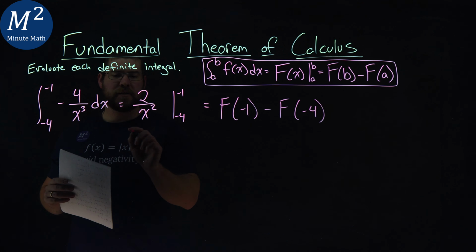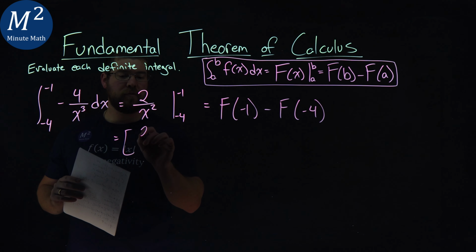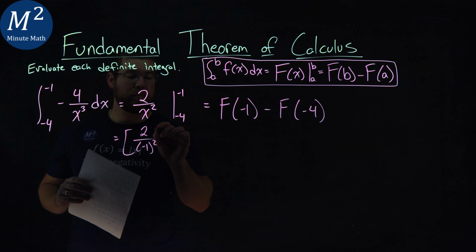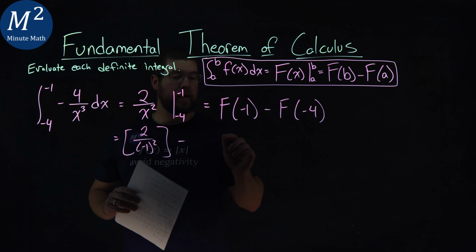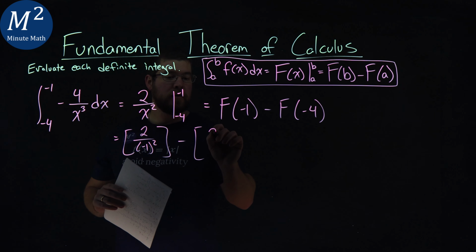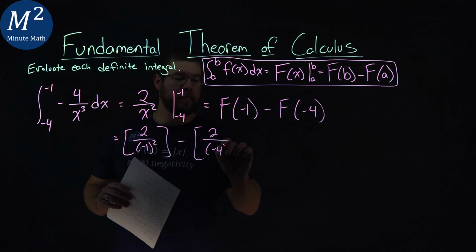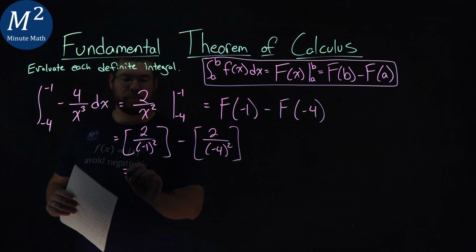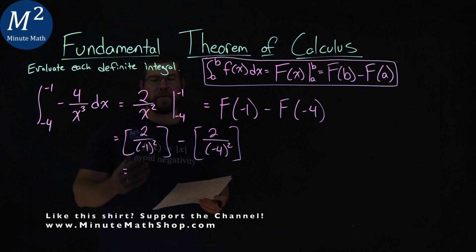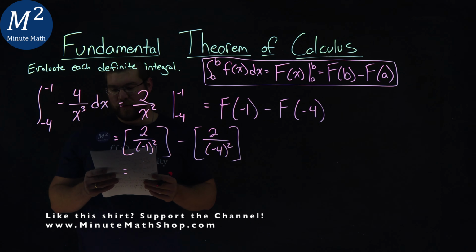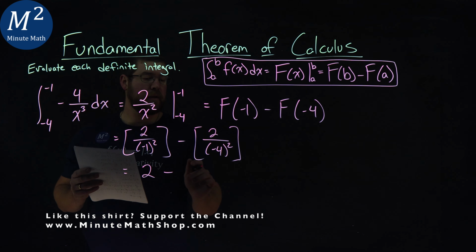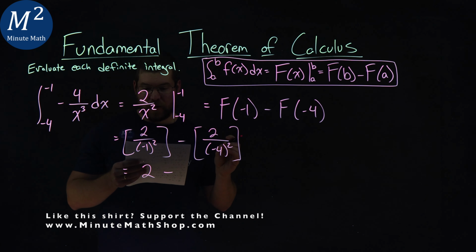We're going to plug -1 into our function. Brackets here, 2 over (-1) squared. Subtracted by, we'll plug -4 in for x. 2 over (-4) squared. All right? I've done the hard work for you. Well, not really that hard here. 2 over (-1) squared is 2, minus, and 2 over (-4) squared is 1/8.